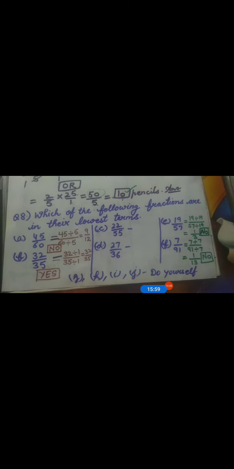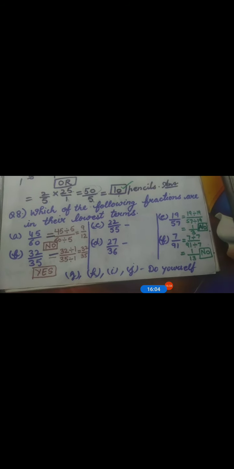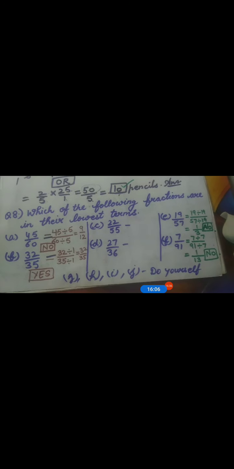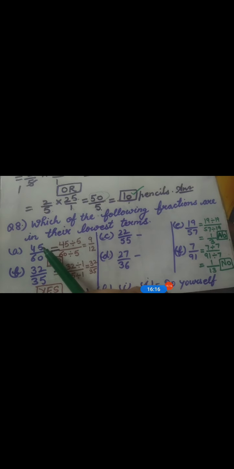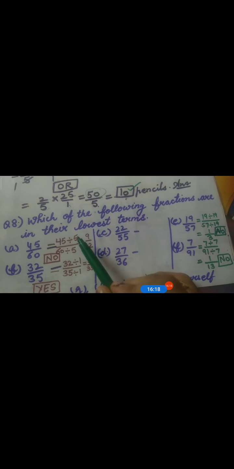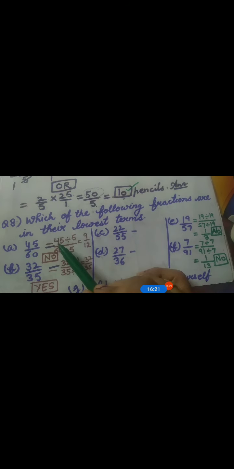Now question number 8. Which of the following fractions are in their lowest term? Lowest term means we cannot bring them any lower, we cannot divide them by any number other than 1. For example, you can see 45/60. 45 and 60 both should come in the same table. So 45 and 60 both are coming in the table of 5. So 5 9s are 45 and 5 12s are 60. So we can write no, this 45/60 is not in their lowest term.